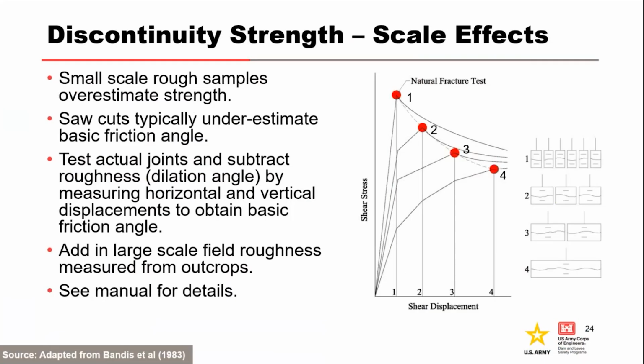A common way to address this is to actually cut the sample with a saw and to test it. But that can underestimate the strength because the sawing action might polish the rock. So alternatively, we started to remove that roughness factor mathematically by measuring how much it dilates when it's being tested in shear.